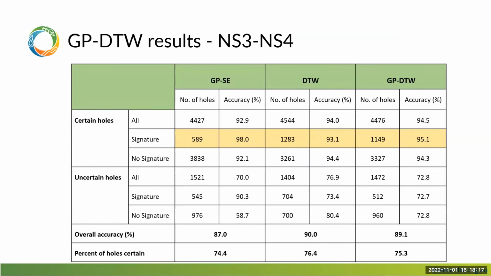I won't go into detail here, but the main point is about those certain signatures highlighted in yellow. Where the GP, using a squared exponential covariance function, only identified 589 holes, the dynamic time warping algorithm identified over 1,200. However, the dynamic time warping doesn't provide a measure of uncertainty. Combining the 2 methods using the DTW covariance function allowed nearly as many signatures to be confidently identified, with a slightly higher accuracy than the dynamic time warping alone, as well as giving that measure of uncertainty that comes from the GP.